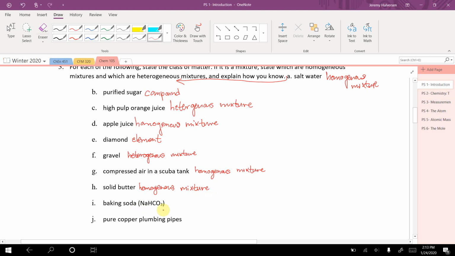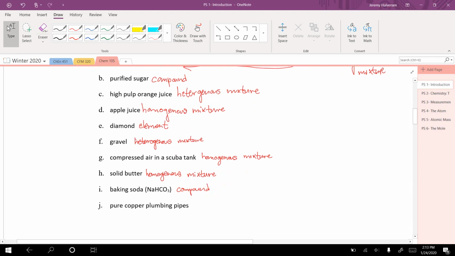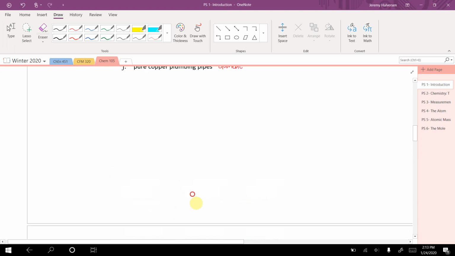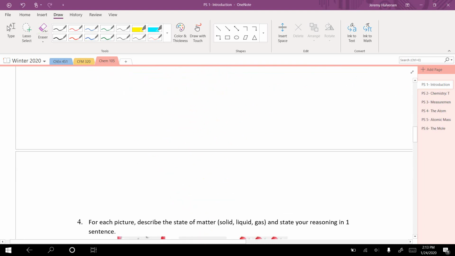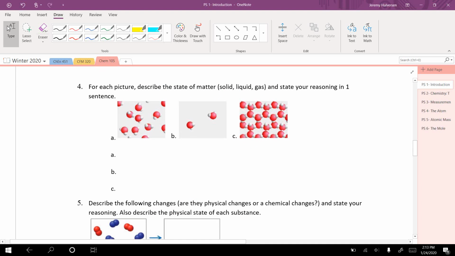Baking soda, they give you the chemical formula right there, which suggests that this is a compound. Pure copper plumbing pipes, pure copper suggests this is an element if it was actually pure copper. And that's it. All right, number four. Describe the state of matter, solid, liquid, or gas, and state your reasoning in one sentence.